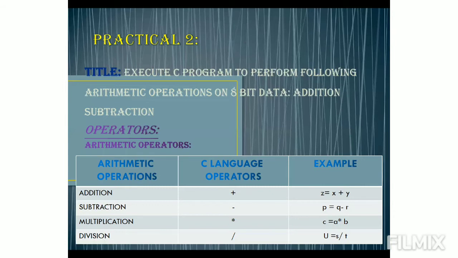Next, for doing multiplication, we have to use this symbol. For example, C is equal to A into B. Next, for performing division operation, we have to use this notation. For example, U is equal to S divided by T.